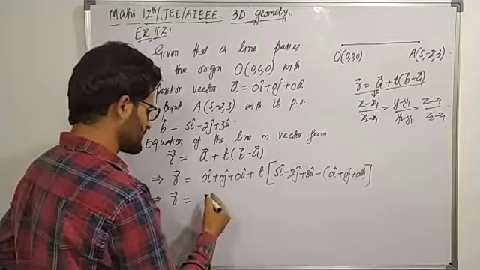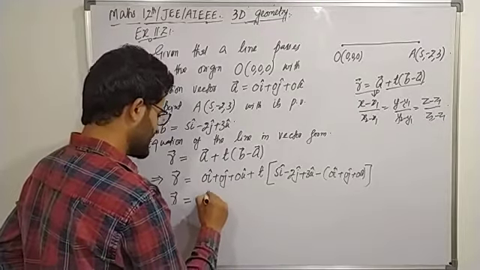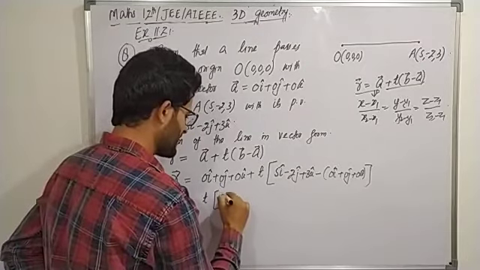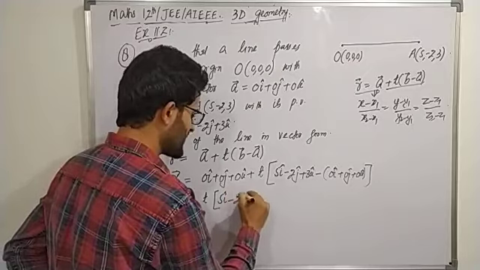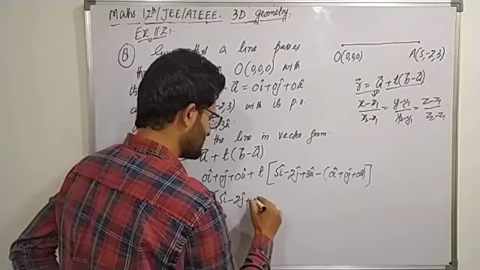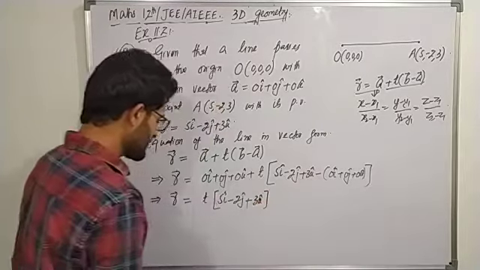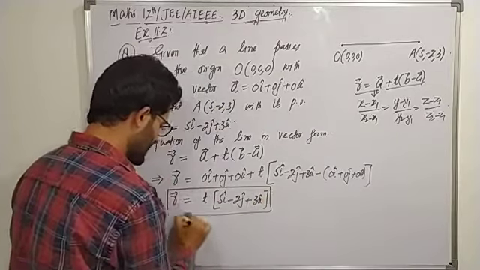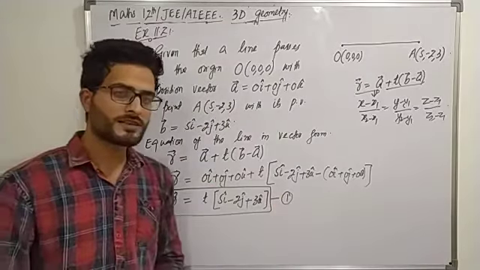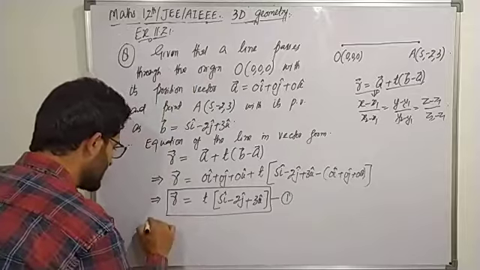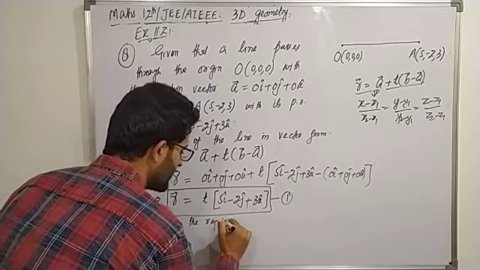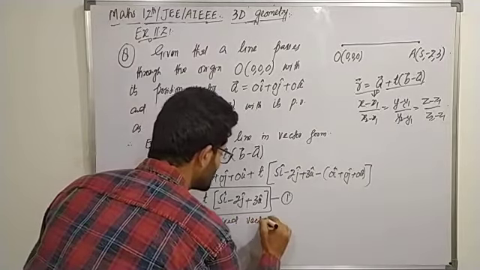Writing that won't help, it will directly come as, yes, t times 5i minus 0i, again 5i minus 2j, because minus 2j minus 0j is minus 2j, so plus 3k minus 0k, that's again plus 3k. So this would be the required vector equation of the line. We are keeping this equation as equation number first, which is the required vector equation.